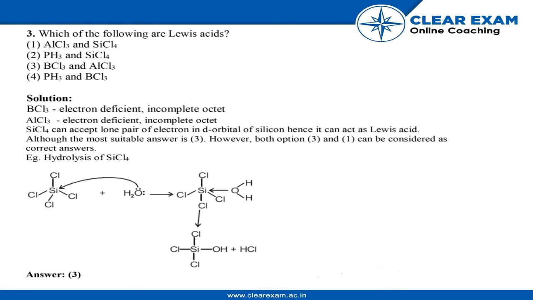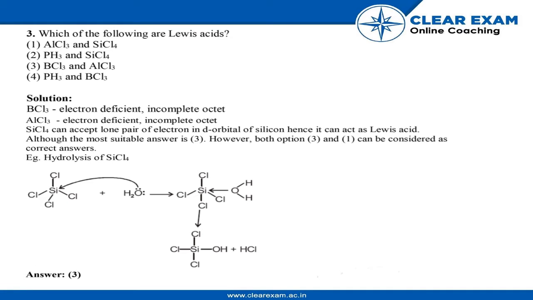Now let us discuss question 3. The question is, which of the following are Lewis acid? So the options are: first, AlCl3 and SiCl4; second, PH3 and SiCl4; third is BCl3 and AlCl3; fourth is PH3 and BCl3.